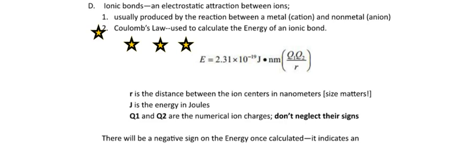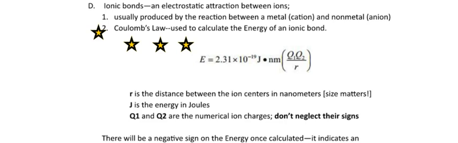And what's this Q1, Q2? Q1, Q2 is the charges, all right? So this is your +1, +2, -1, -2, -3. So it is the numerical ion charges. And then what it said, don't neglect their signs, okay?